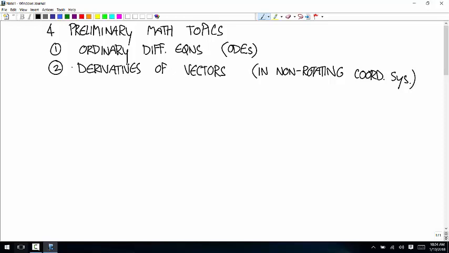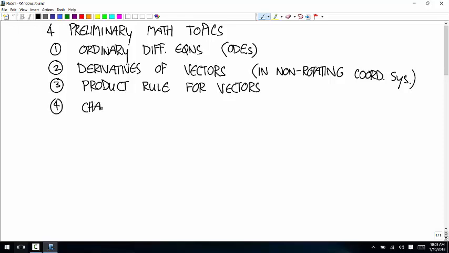But we're starting out with just the coordinate systems that you're used to. Nothing's rotating. And then product rule for vectors, and chain rule for vectors. ODEs one, this is the long one. It's short.